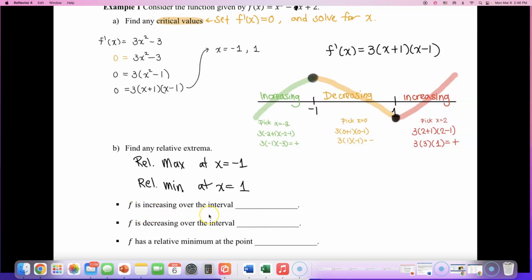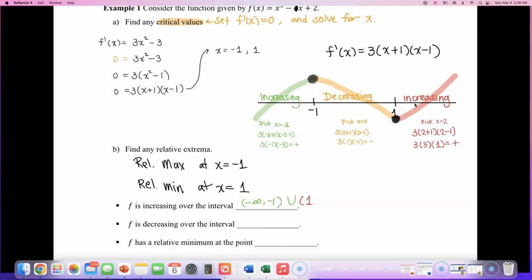f is increasing over the interval, the green and red, right? Green one was -infinity to -1. And the union symbol for the other interval, it was also going up from +1 to infinity, okay, forever to the right. Now this graph was decreasing from -1 to +1, right? And it does have a relative minimum at the point.